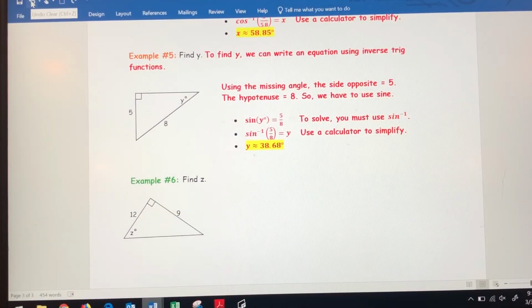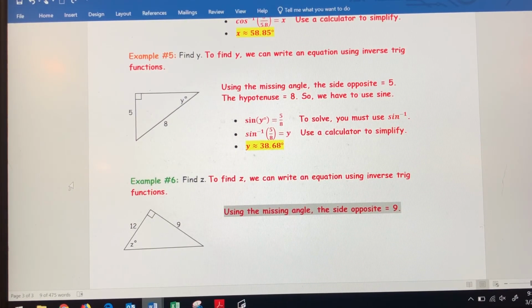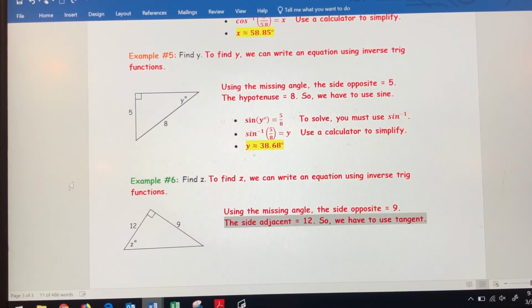Finally we've got example number 6 here. We're going to find angle Z. We're going to use these two side lengths and a trig function to help us do that. To find Z, we're going to use the side length that's opposite, which has a measurement of 9, and the side length that is adjacent, 12. So opposite and adjacent force us into the tangent function.